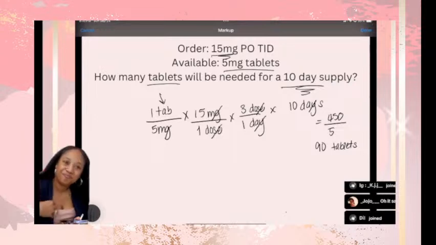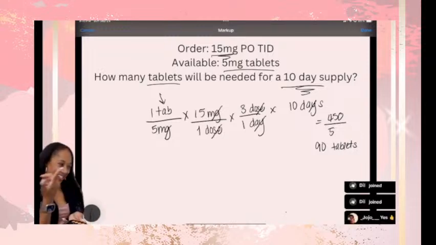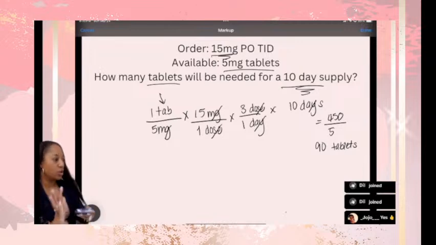Y'all still with me? Is this okay for this one? Yeah? Because if you have 5 milligram tablets, yeah, you see where it says, JoJo, yeah. So you got 5 milligram tablets and we need 15. So 1 dose is going to be 3 tablets. Then you got 3 tablets 3 times a day, so that's 9. So then 9 times 10 is going to be 90.